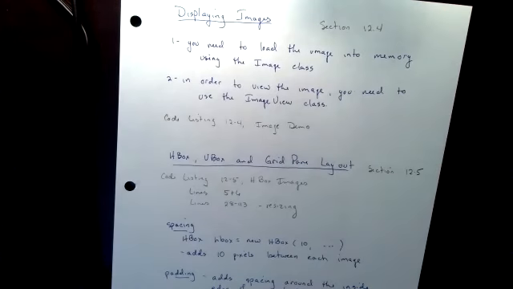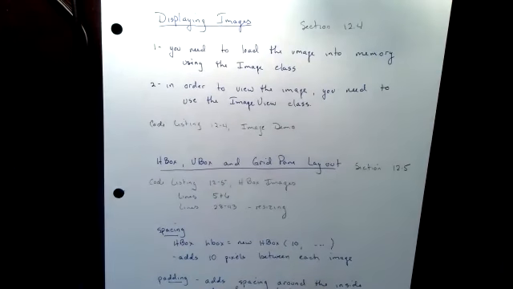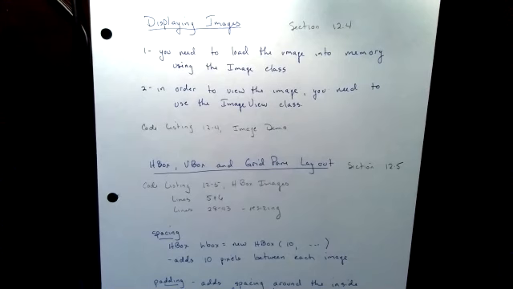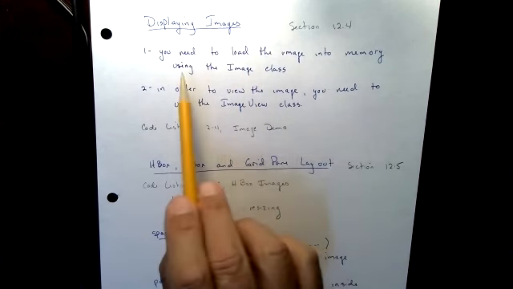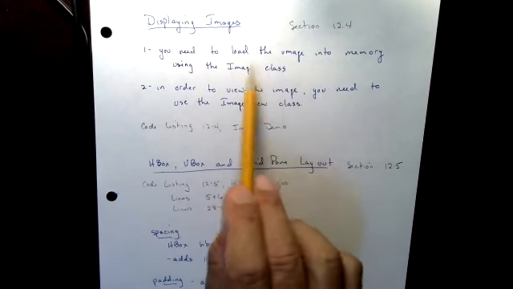When it comes to displaying images, we are going to take a look at a couple of things, and then I'm going to have you take a look at code listing 12.4. But first thing you needed to do was you needed to load the image into memory. And we did that using the image class.